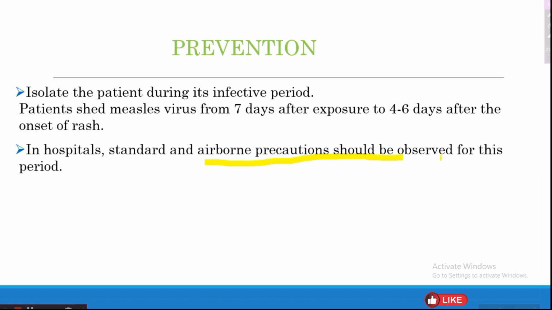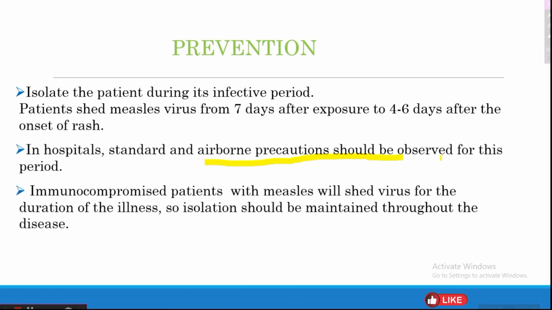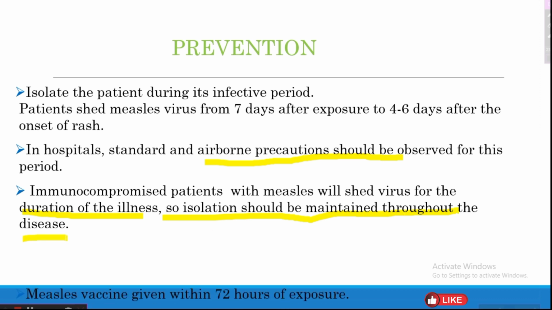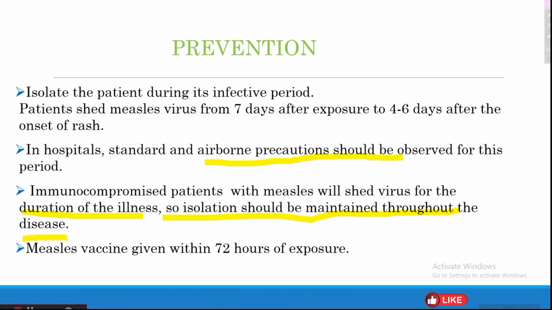This includes wearing masks as we are going to treat this patient, and then immune compromised patients with measles shed the virus during the whole period of illness. So isolation should be maintained throughout the disease. Then measles vaccine can also be given within 72 hours of the exposure.